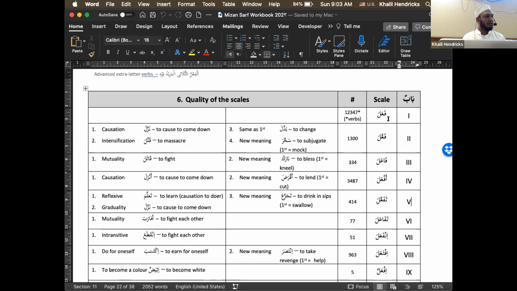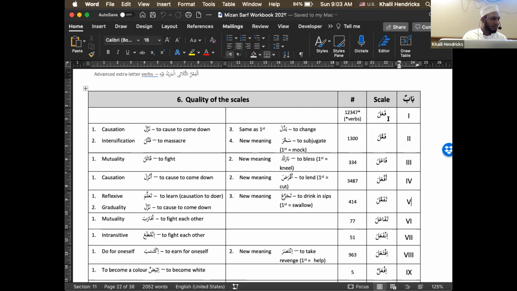For example, kadhiba on the first bab means to lie. Man tells a lie. Kadhiba ar-rajul, the man lied. If I say kadhdhaba ar-rajulu, what do I mean? The man caused someone else to lie, or the man deemed someone else a liar. You with me? That is kadhdhaba.